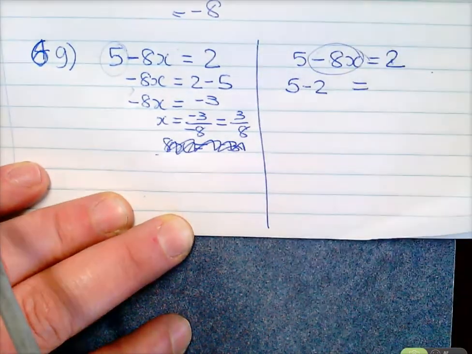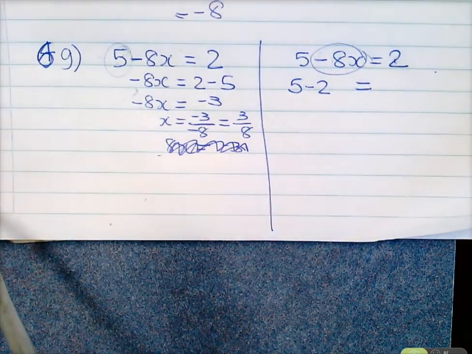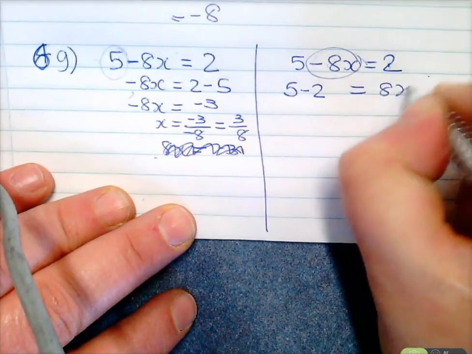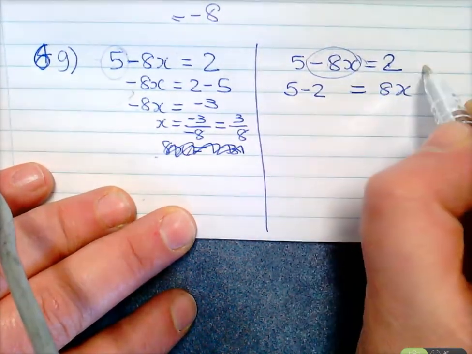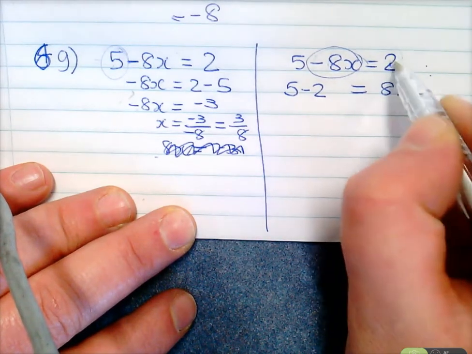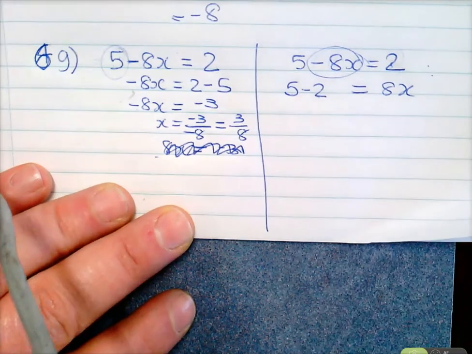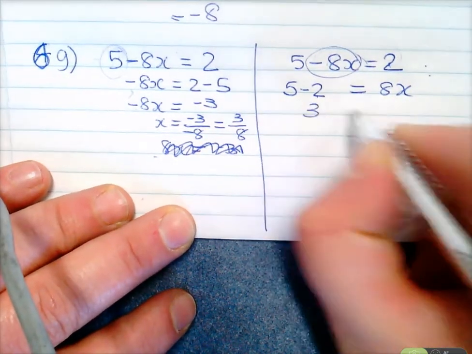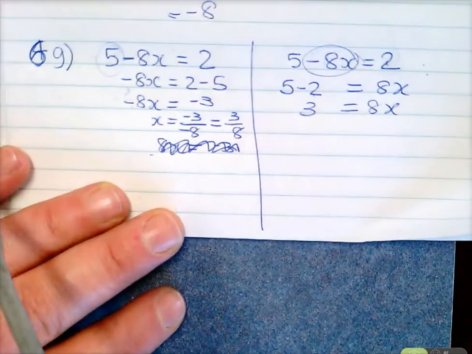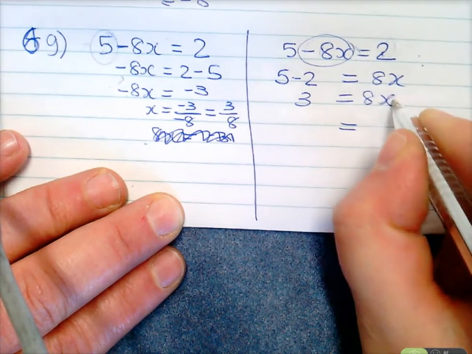Girls, this minus 8x on the left, the opposite of minus is plus 8x. So what I've done is I've picked up the minus 8x, I've taken it over. I've picked up the plus 2 and I've taken it over. It's now a minus 2. So you've got to look at the sign in front of it. So girls, what's 5 minus 2? 3. 8x, that is 8 times x or x times 8.